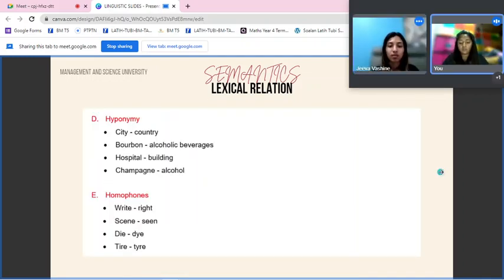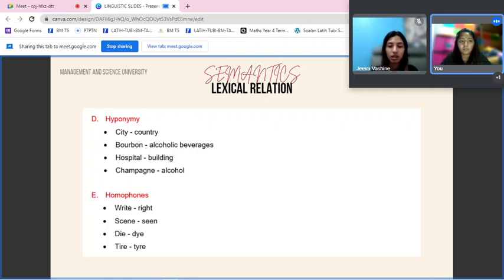Okay, so moving on to the next one, hyponym. Hyponyms are words that can have a hierarchical relationship. Example, a Rottweiler is a dog in a hyponym term, and tiger and rabbit are co-hyponyms.